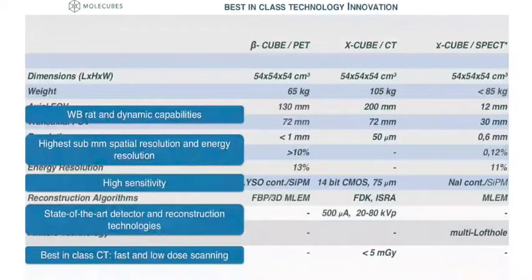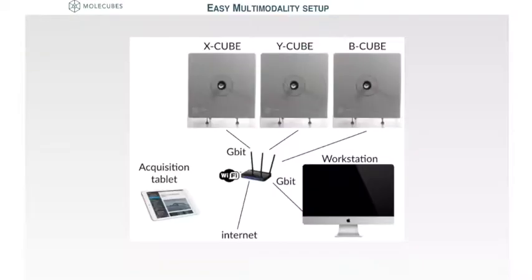Fourth, we have state-of-the-art detector and reconstruction technologies. And lastly, we have a best-in-class in vivo CT, which can be used for anatomical correlation with PET or SPECT, thanks to automatic co-registration, but it can also be used as a standalone device. So the X-Cube allows you to do full body mouse and rat imaging. And a full body mouse scan can take only 25 seconds with a dose below 3 milligray. So this is our high throughput low dose protocol.